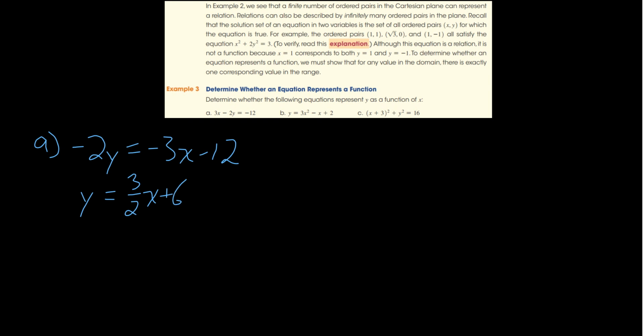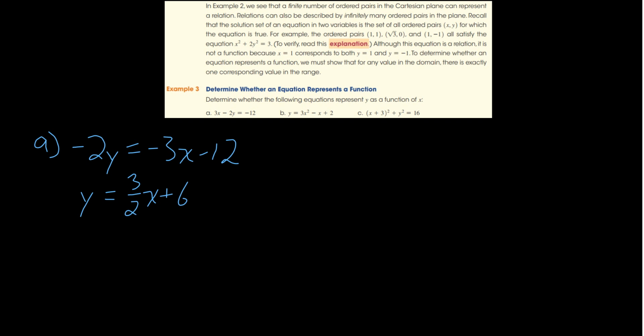So A, what I'm going to do is solve A for y. If I subtract 3x from both sides, I would have negative 2y is equal to negative 3x minus 12. And if I divide both sides by negative 2, I've got y is equal to 3 halves x plus 6. We've seen in previous chapters that this is just slope-intercept form.